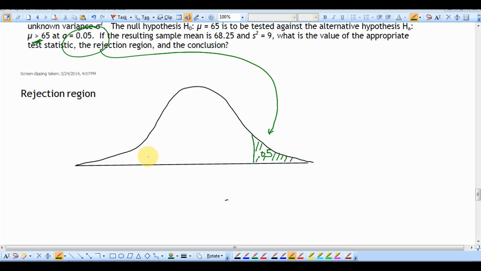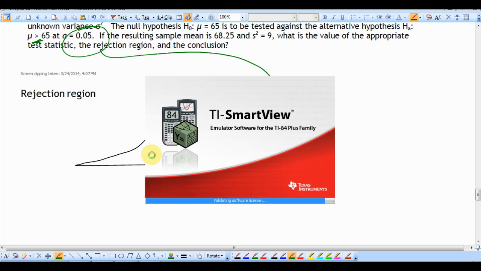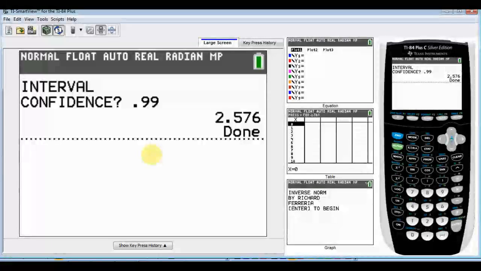Give me a minute for my calculator to warm up. Oh, did you finally buy it? You finally bought it?